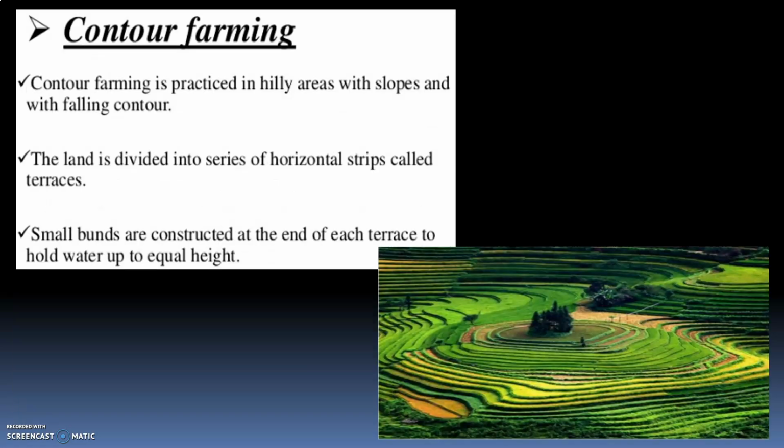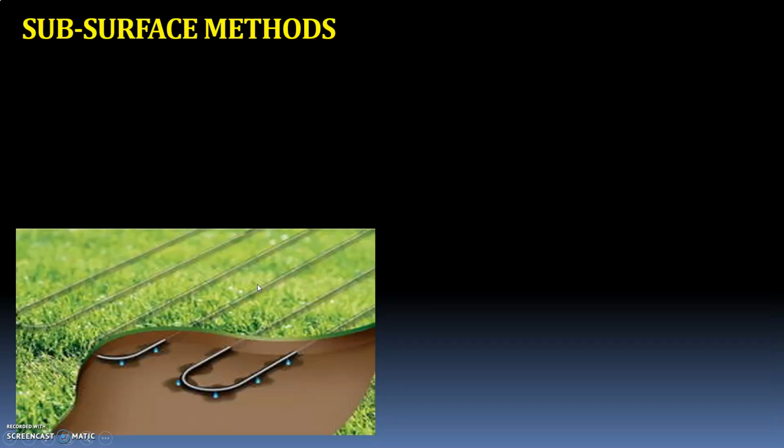Contour farming. Contour farming is practiced in hilly areas with the slopes and with the falling contour. The land is divided into series of horizontal steps called terraces. Small bunds are constructed at the end of each terrace to hold water up to the equal height. Okay, this is about surface irrigation.